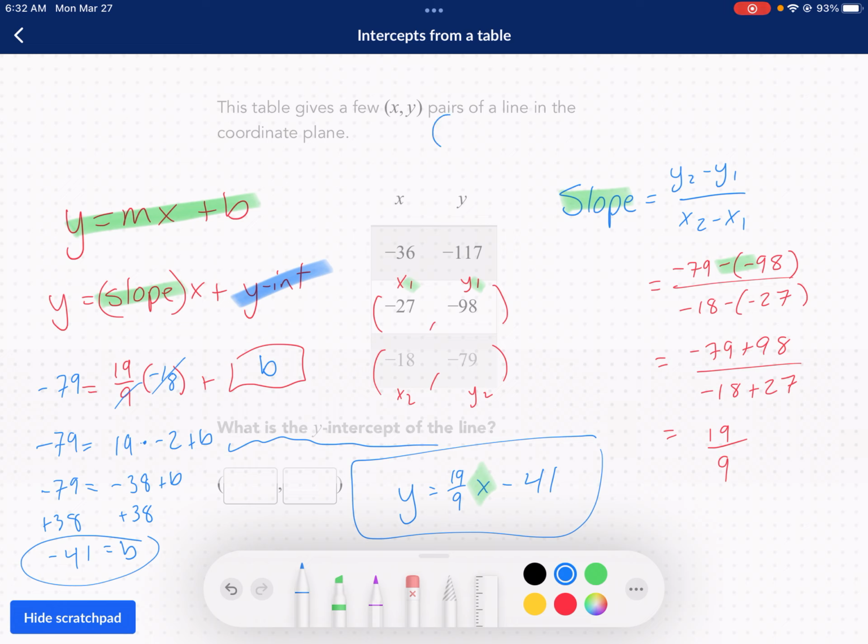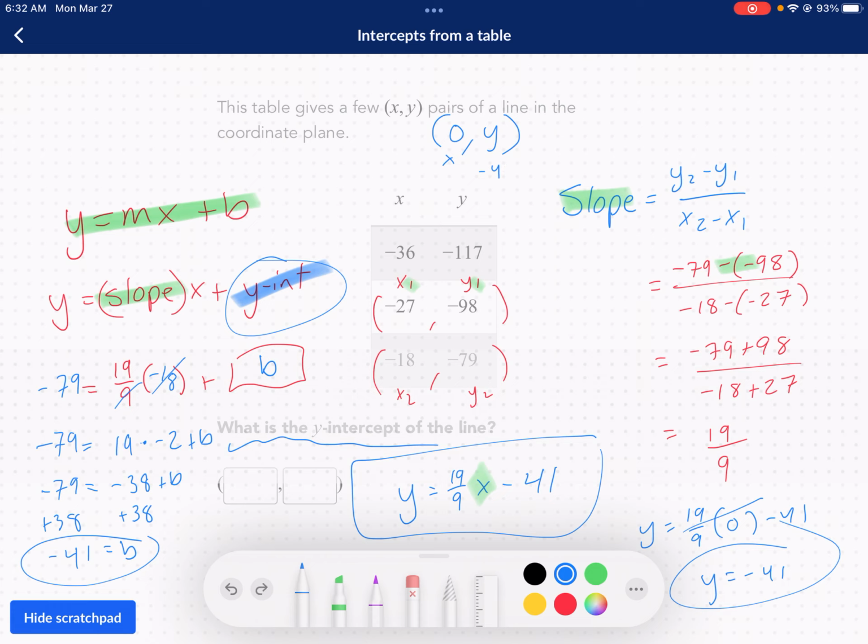The y-intercept is always a point where x is 0. So I can plug in 0 here: y equals 19 over 9 times 0 minus 41. But b essentially is our y-intercept too, and you're going to see why that works out. Well, you have 0 times that, so that's going to be out. So we have y equals negative 41. You see that when we solve for y, it's negative 41.